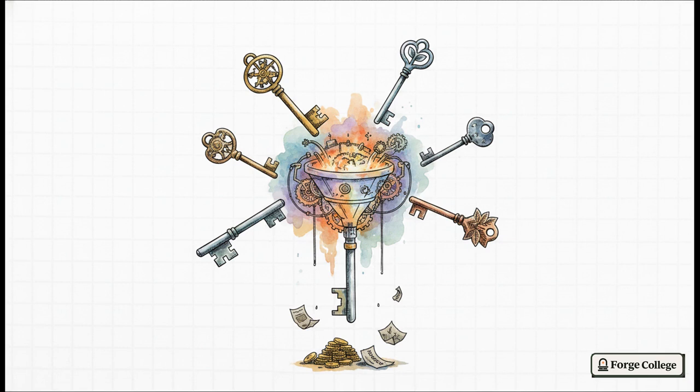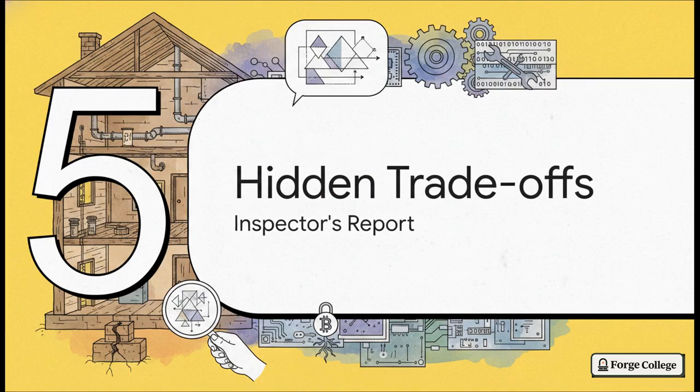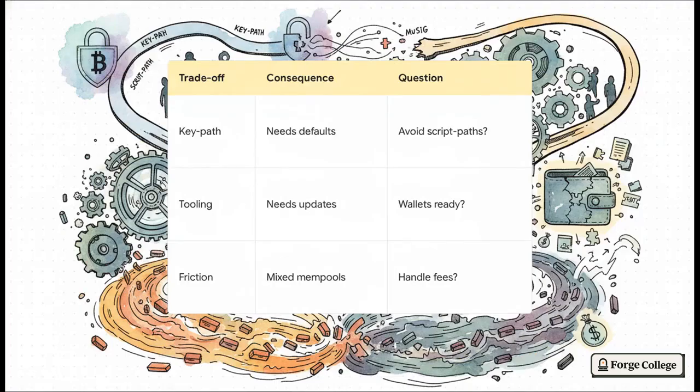A real win-win. Let's check out Section 5, Hidden Trade-offs, essentially the inspector's report. Now look, no house is perfect, right? So let's put on our hard hats for a second and look at the real-world friction, the actual cost of this upgrade. As you dive deeper into other Forge College courses, you'll see developers face some real hurdles here. First off, we have key path dependence. Your privacy really only exists if you stick to that key path. If you're forced to use the script path trapdoor, well, you expose your intent.